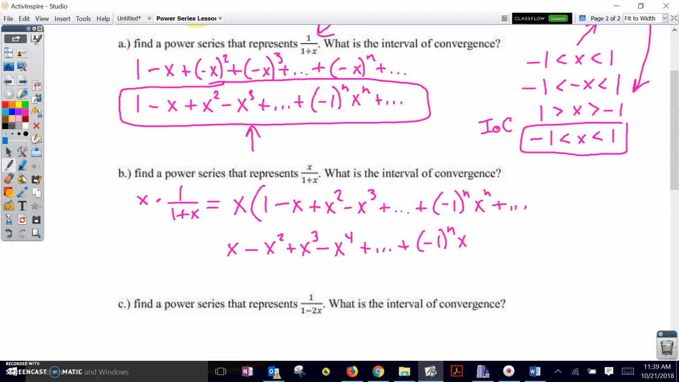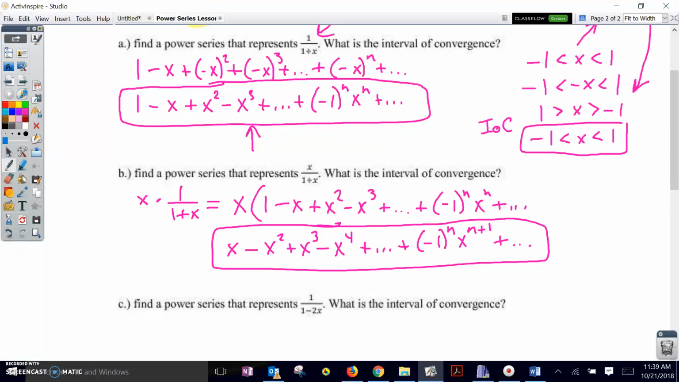And that gives me a new series for this particular power series. And there you go. There's a series for x over 1 plus x.